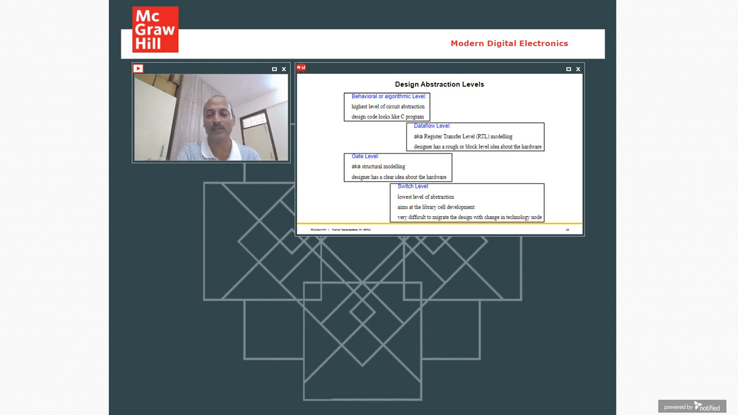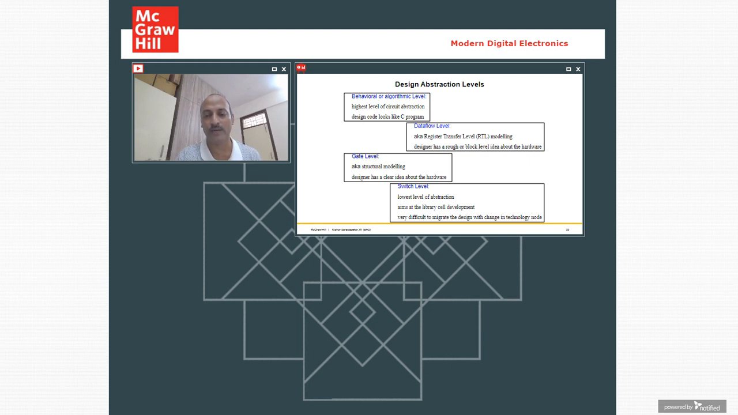Then gate level modeling. It is also known as structural modeling. You know each and every bit of your design in this case. The output of the OR gate is connected to the NAND gate, this NAND gate has so many inputs, the output of the NAND gate is connected to this, then an AND gate or NAND gate switches in this way. This is how it is going to happen. So the design engineer has a clear-cut idea about the hardware. But the problem is productivity is low.